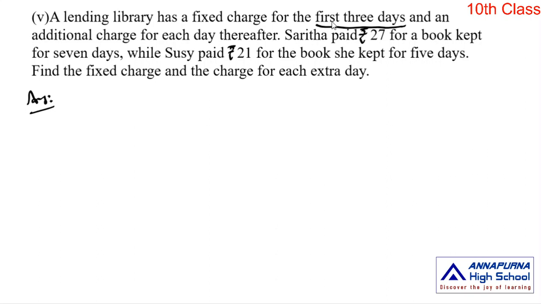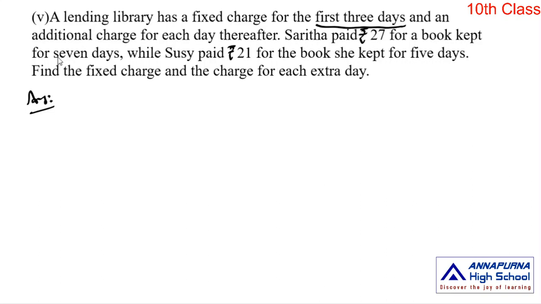In the taxi fare sum, yes, we take a fixed charge, but we do not define the fixed charge for how many kilometers. But here it is very clear: the fixed charge for the first 3 days and an additional charge for each day thereafter. That means after the 3 days, if you keep that book with you, then you pay an additional charge. Sarita paid 27 rupees for a book kept for 7 days. So Sarita kept a book 7 days with her and she paid 27 rupees.